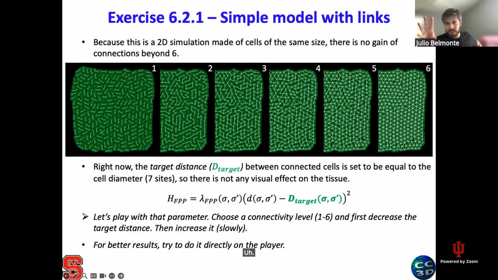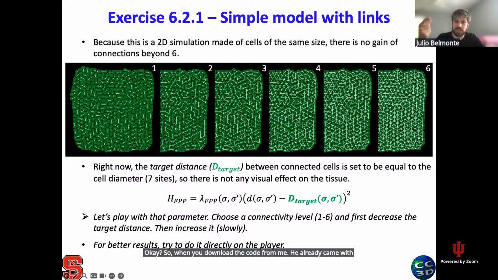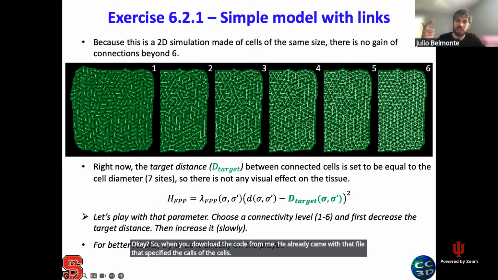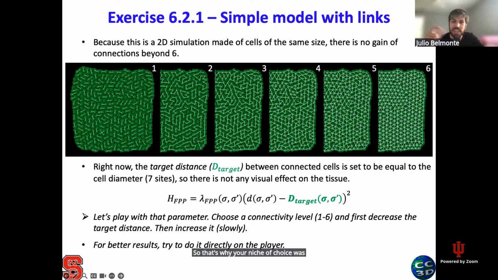Inside your simulation files, there is a file called sklights. I forgot the extension, but there is a file. It is a JSON type file which specifies the colors. Okay, so when you download the code from me, it already came with that file that specified the colors of the cells. So that's why your initial choice was overridden. Yes, underscore settings.sqlite. So that simulation has the colors.